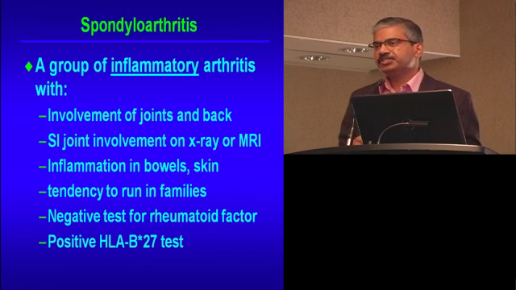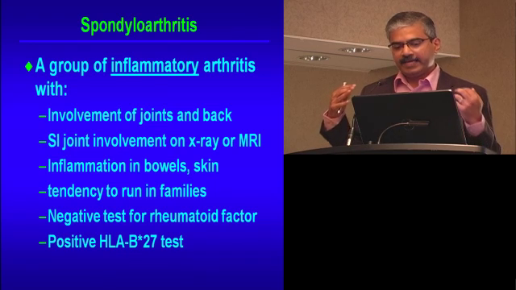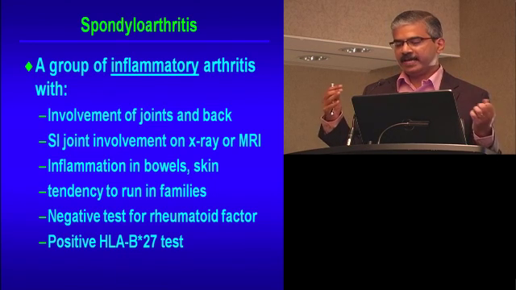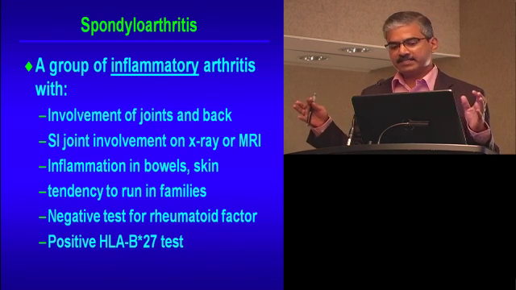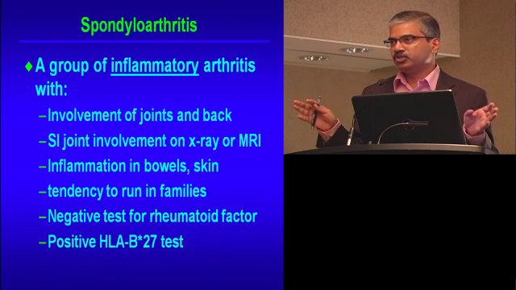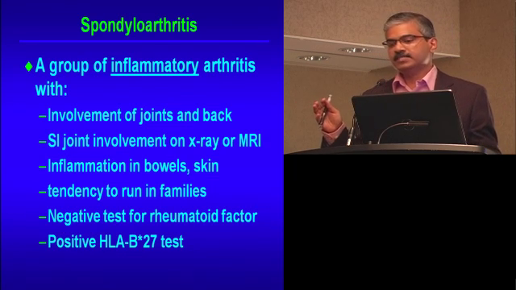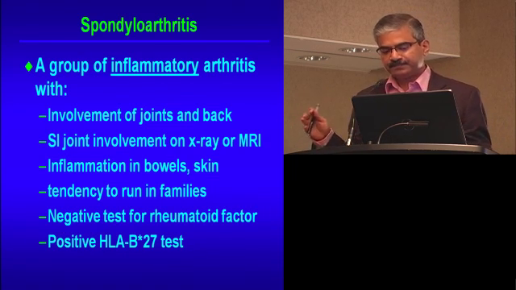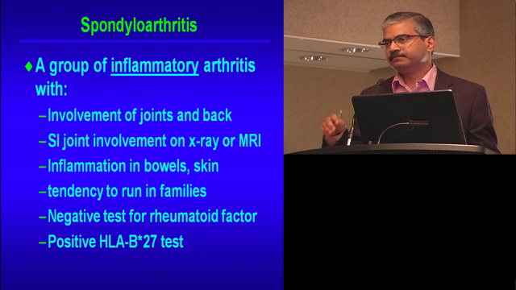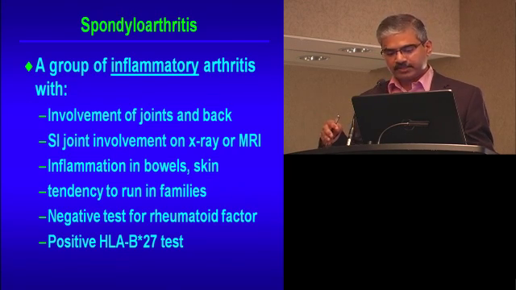So let's start with spondyloarthritis. By definition, the diseases that we all are talking about today is an inflammatory arthritis. And what is common between these diseases is that it has a propensity to affect the spine as well as other joints. And in the spine, you can see changes in the SI joints, either by X-ray or MRI. You have inflammation in the bowel, inflammatory bowel disease, Crohn's disease and ulcerative colitis, or inflammation in the skin, psoriasis. It tends to run in families, more so than diseases like rheumatoid arthritis.